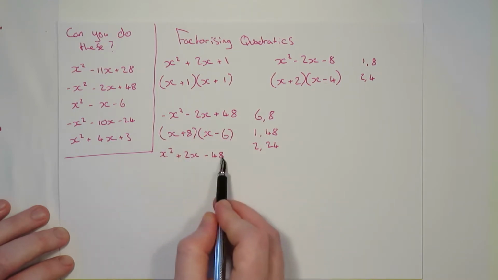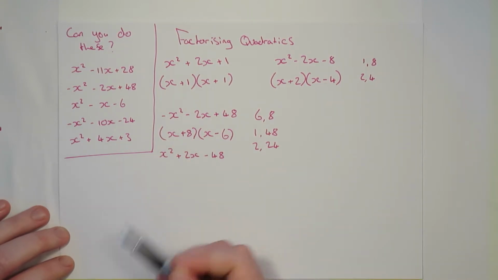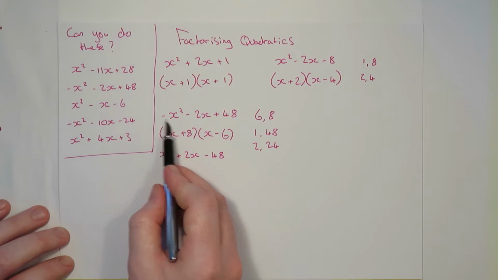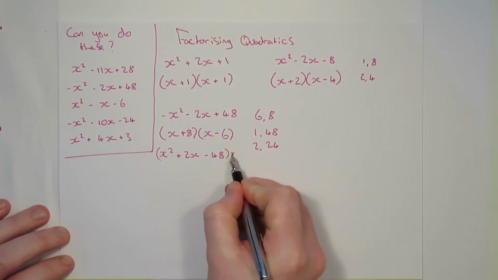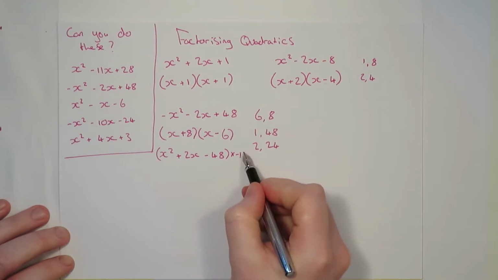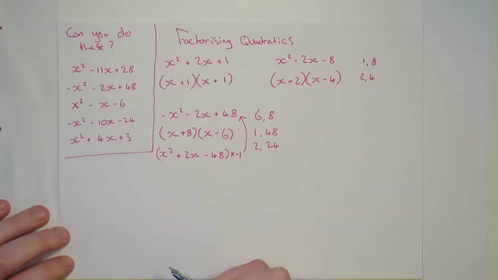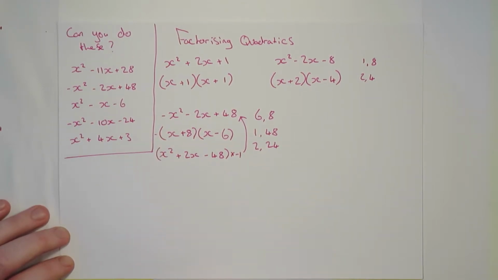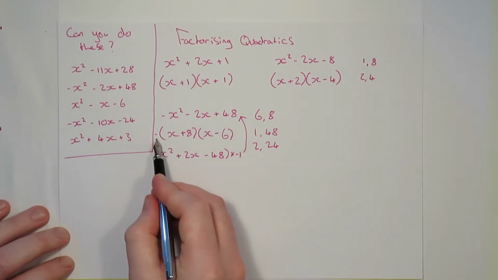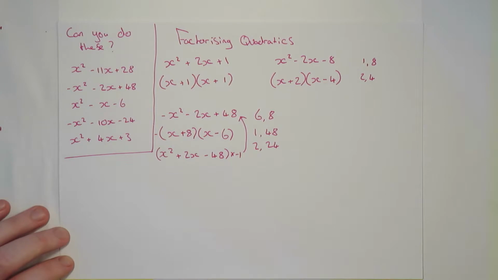So this here is this factorised, but we don't want this. We want this instead. So what have we done there? Well, we've simply got that times by negative 1 to take us back to our original example. So that's what we do with this. We just times it by negative 1. And there we go. Minus x plus 8, x minus 6. And that's that first example.